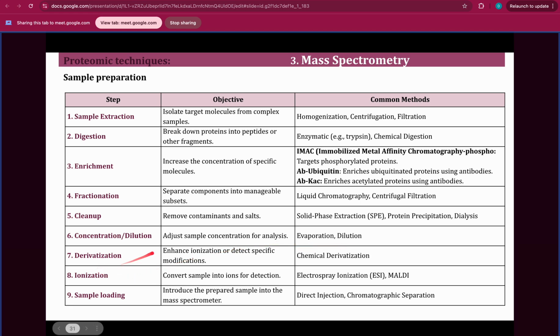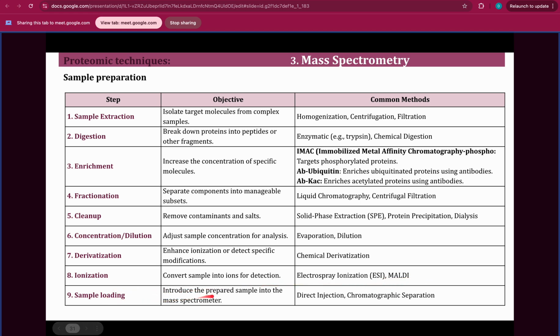Then derivatization, in which I enhance the ionization or detect specific modifications. You can link derivatization to the labeled methods, in which I first decide which ions I want to analyze. So this is derivatization, in which we can detect specific modifications. And then ultimately ionization, in which we convert the sample into ions for detection by electrospray ionization or MALDI, depending on what analysis I am performing. So I can select any one of those techniques.